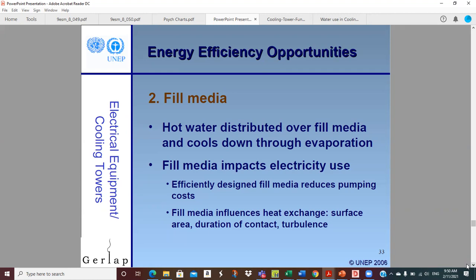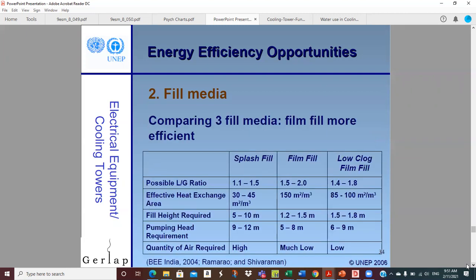So the type of fill and the efficiency of it is going to impact the electrical use for sure. It could affect the pumping cost, also the fan cost, which he doesn't mention, how much the fans have to run in order to accomplish the required cooling. So fill media is fundamental in the performance of the tower.